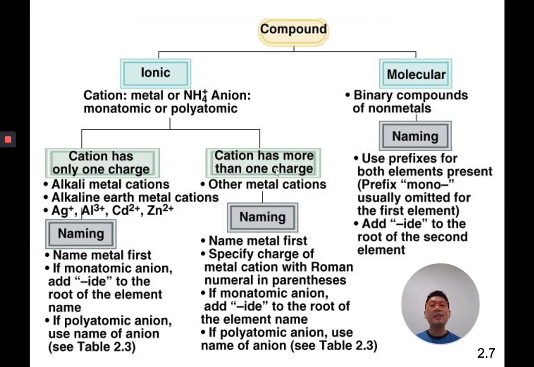If there's a transition metal in it, meaning there's more than one charge, you say the name of the metal, figure out what the charge of the metal is in Roman numerals, and you put that in parentheses, and you name the second part. So this is just a general summary of how we name compounds. That's why this chapter, big thing, is called chemical nomenclature.